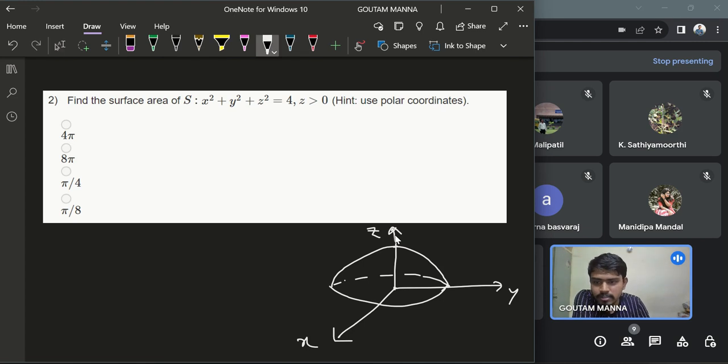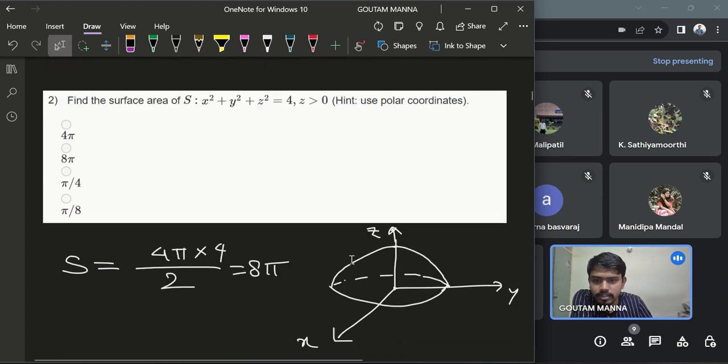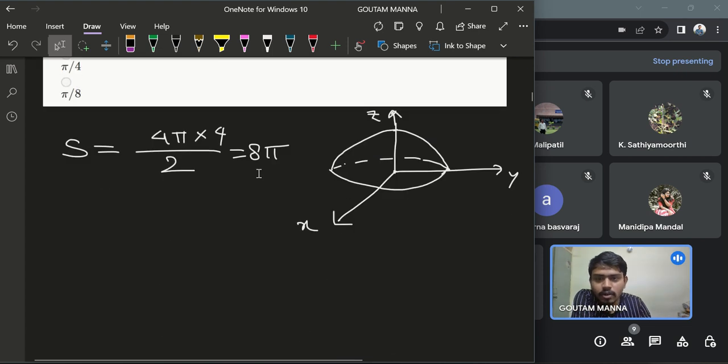So easily one can find that the total area will be 4 pi r square, r square is 4, so 4 pi times 4, then the half will be divided by 2, so 8 pi. This is the easiest way. But if one doesn't want to integrate, so this integration is done.